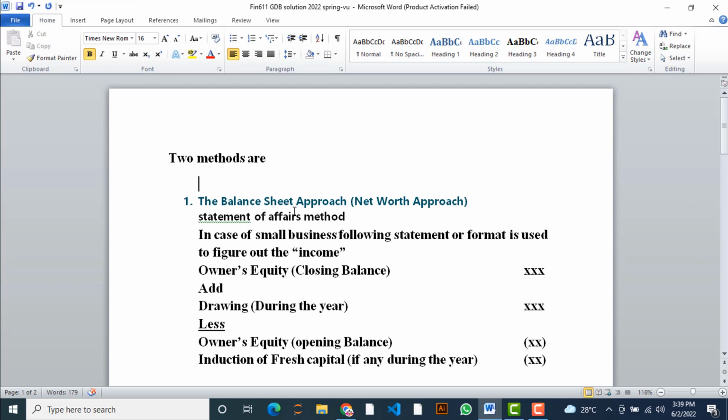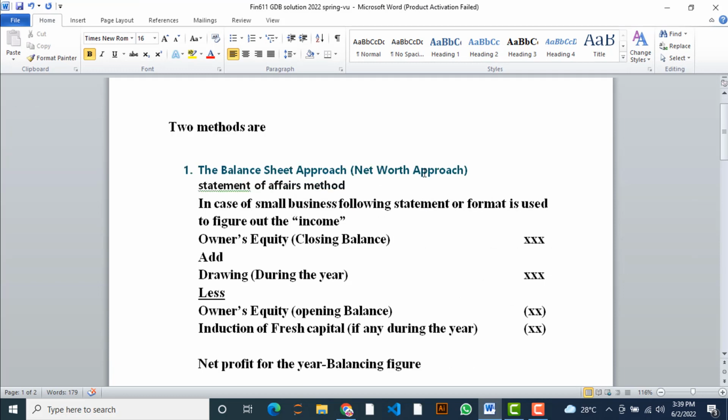So there are two methods. One method is the balance sheet approach, net worth approach, also known as the statement of affairs method. In the case of small business, the following statement or format is used to figure out the income or profit. As we know, this is part of the accounting equation: asset is equal to liability plus owner's equity. As here the case is small businesses, we can use the word capital instead of owner's equity.